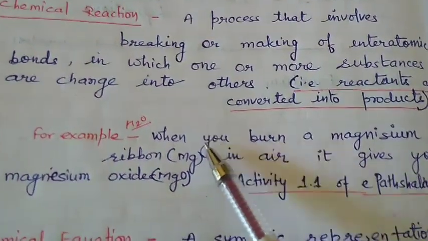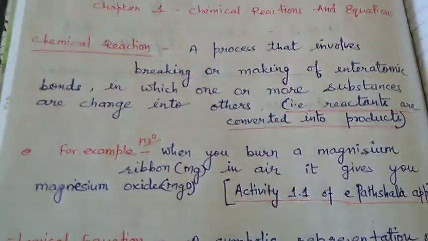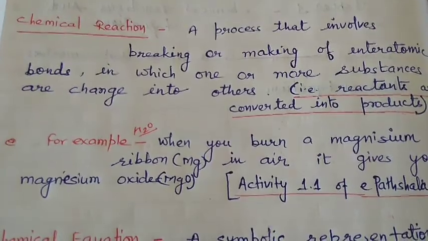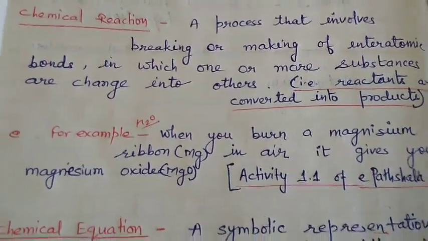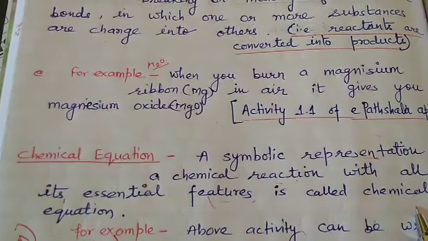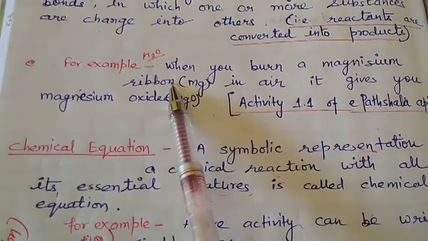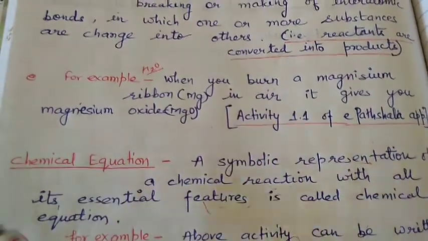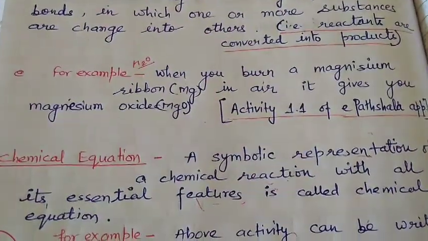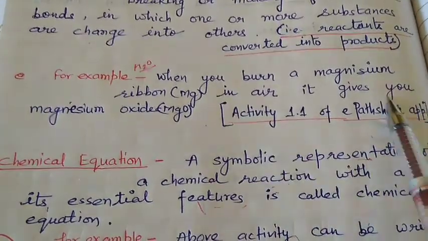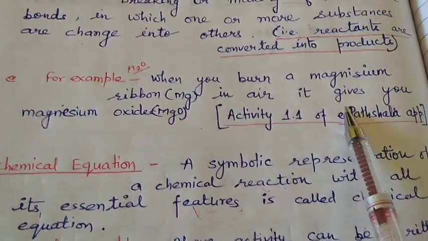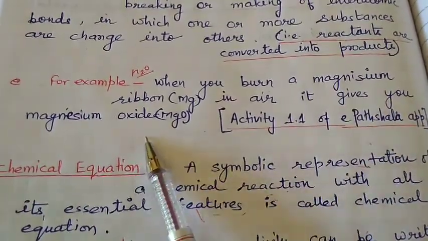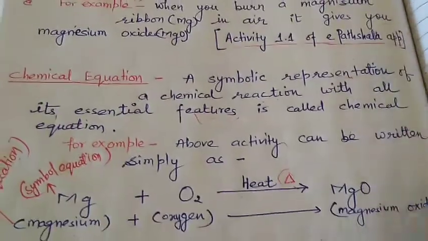One more simple example you can take is paper. If you burn this paper, it will convert into ash. So the burning of paper or the burning of a magnesium ribbon, both are chemical reactions, because initially you had paper and after burning you get ash. Paper and ash are chemically different substances. They have different chemical properties. Same with magnesium and magnesium oxide. So this is called a chemical reaction.